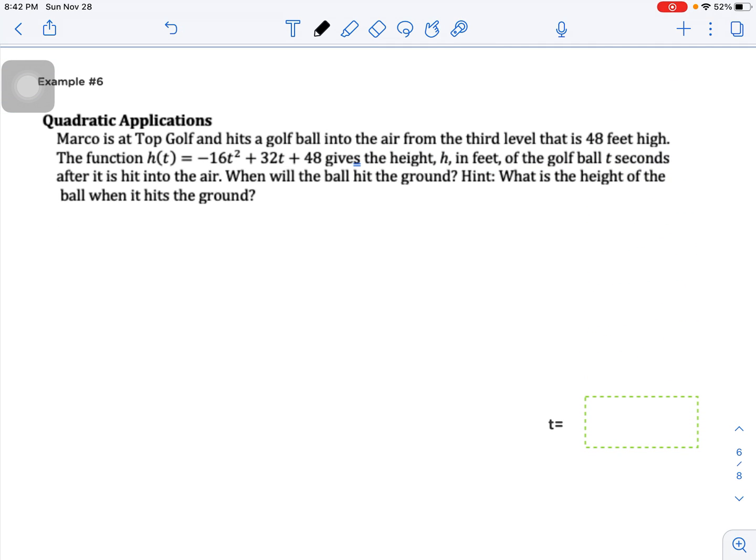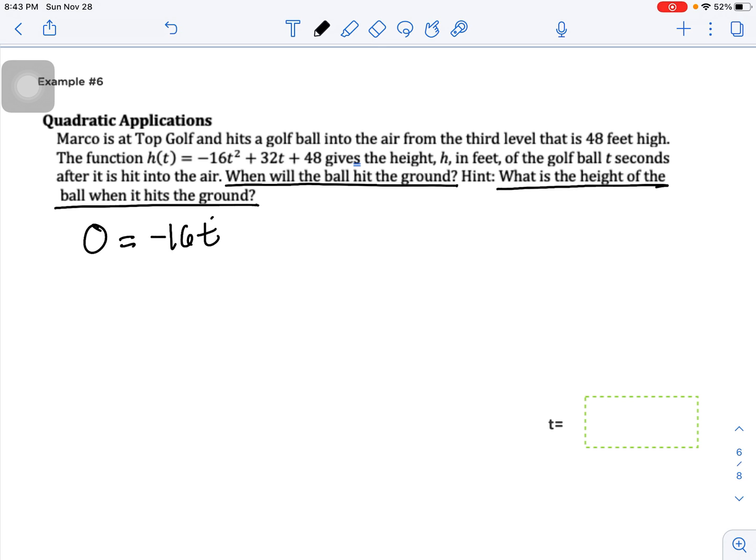Marco is at Topgolf and he hits a golf ball into the air from the 3rd level that is 48 feet high, giving us the following equation. What is the height of the ball when it hits the ground? That means, when will the ball hit the ground? Sorry, I didn't read that correctly. When will the ball hit the ground? So the ball hits the ground at a certain time, but the height of the ball is 0.